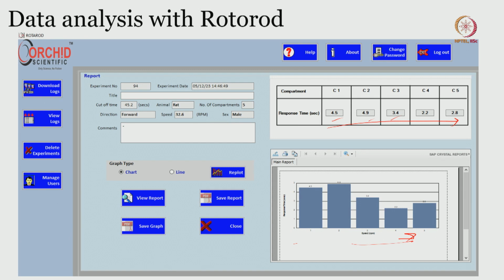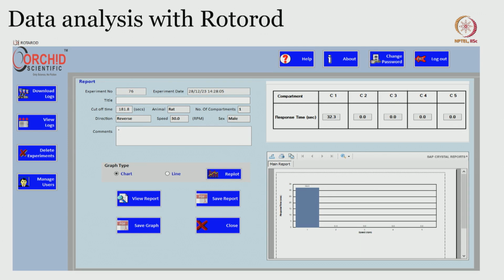So these are some examples of our own experiments where Parkinsonism was induced by injecting 6-hydroxydopamine, and the response time was recorded. The response time is basically the fall time, after how much time the rat has fallen off from the rotating rod. Alright, so that is very important to understand and analyze as to how and when the rat has developed Parkinsonism, based on which we can plan the further experiments.